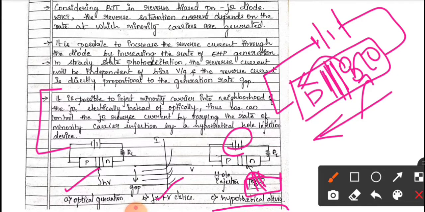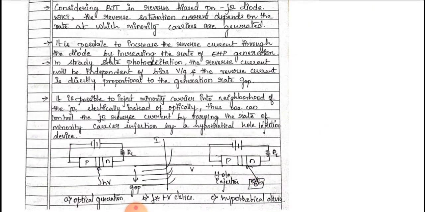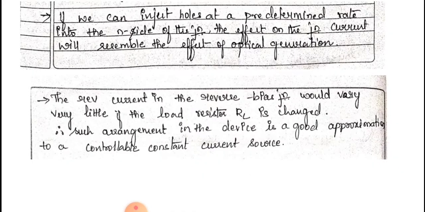Okay, so what will this Hall injector be? That has to be discussed now. We can inject holes at a predetermined rate into the N side of the junction. The effect on the junction current will resemble the effect of optical generation. If we can inject holes at a particular rate into the N side of the junction, that effect will be similar to the optical effect, because with photon incidence, minority charge carriers will be generated, right? The same way we can inject holes into the N region.